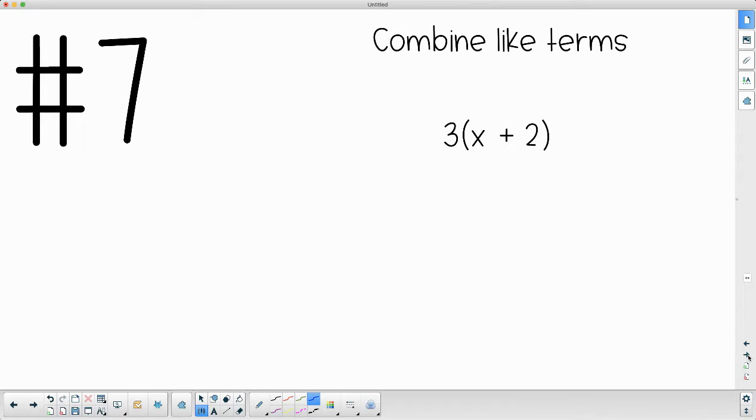Number 7 is changing gears a little bit here. So we're going to start looking at these expressions, and we notice they don't have an equal sign, so we might not be able to solve it all the way, but we can simplify them and make them a little bit easier. So here we have x plus 2, and we're timesing all of that by 3.